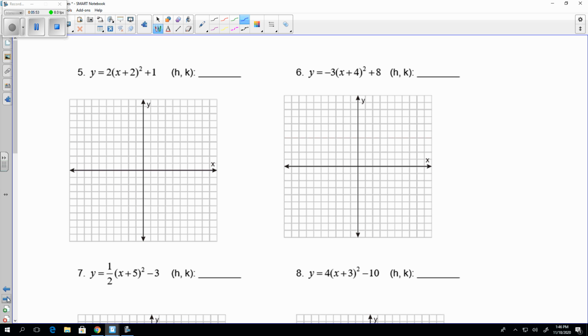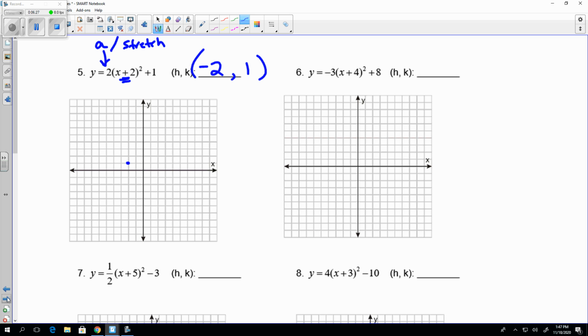Let's look at if there is a stretch happening at all. Okay, so we're going to find a stretch if there's a number in front of the parentheses and the stuff being squared. So that is our A, that is our stretch factor. So we're going to still find the H, K first, the vertex first. So we're going to do the opposite of this one, -2, which means this parabola moved to the left 2 from a normal basic x squared, and a +1, so it went up 1. Okay, so we're going to start by plotting that point, -2, up 1.